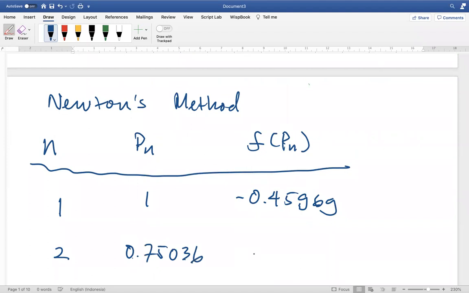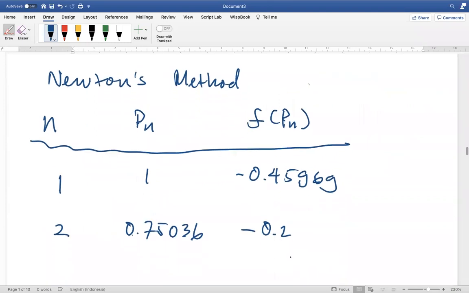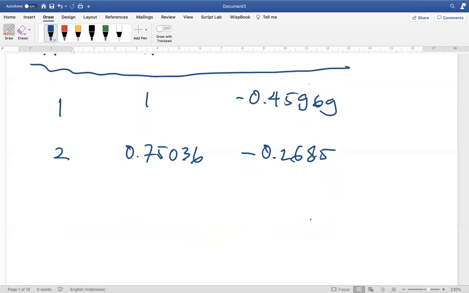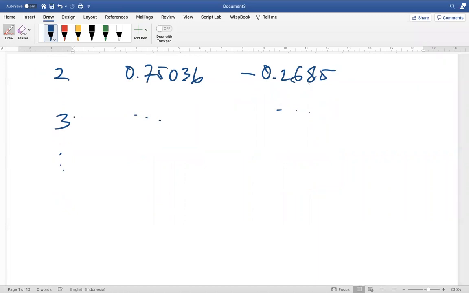0.7536 minus 0.2685, yeah, 0.685. Yeah, it can continue for as many iterations as you want, right? Yeah, so I will give you as an exercise: what is the third iteration and the fourth, until 5. Okay, you can continue until 5 iterations as your exercise.